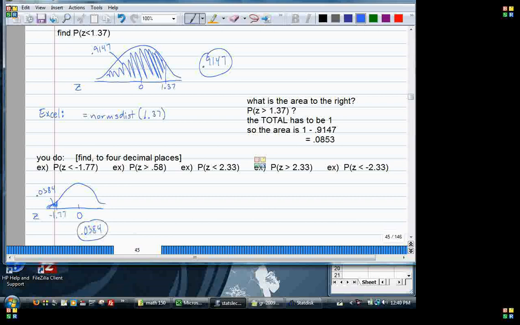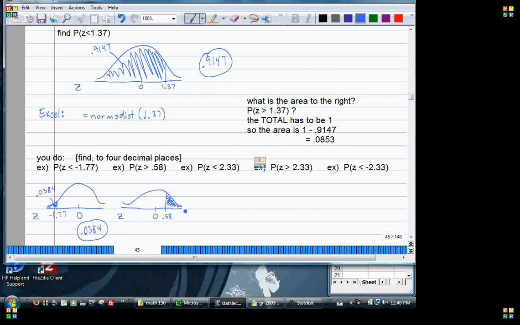Probability z is greater than 0.58. What's the first thing you do? Draw it. That's right. And the first thing you label is 0 in the middle for z. And what else do we label? 0.58. And then what? Shade to the right from 0.58.